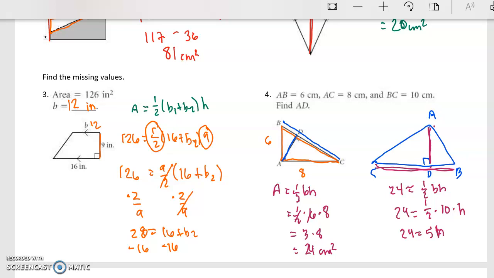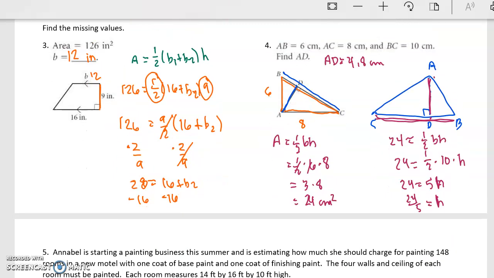Half of 10 is 5. And then if we divide both sides by 5, we don't really get a nice answer. I mean, it is a decimal. It's not too bad. So 24/5, which as a decimal is 4.8. So AD is 4.8 centimeters.